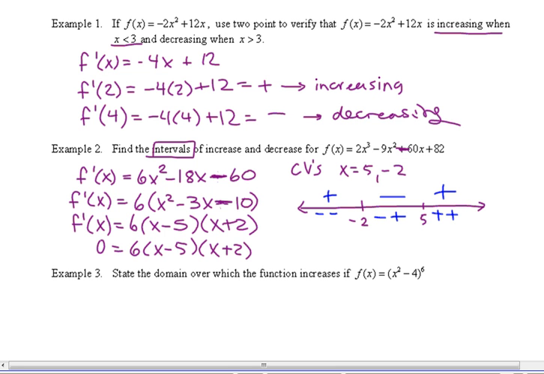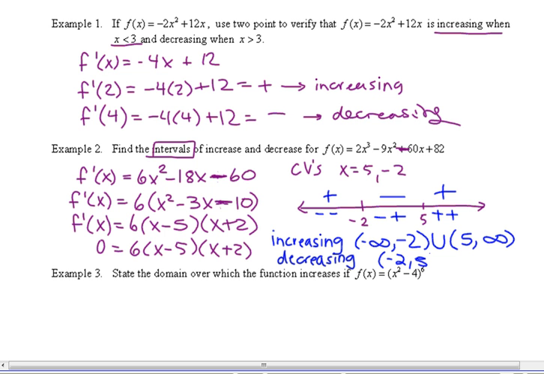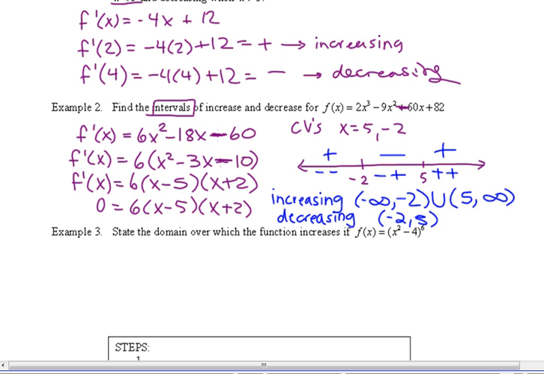So when is it increasing? Increasing from negative infinity to negative 2. Open or closed? Open. Union 5 to infinity. Decreasing from negative 2 to 5. So it's little things like that you have to be paying attention to in this unit. So what is it doing at those points? It's a cubic function, so that would be your local min and max, where your slope is 0.